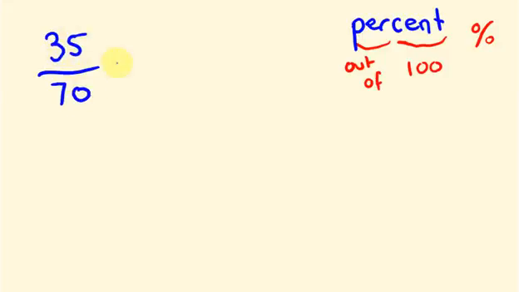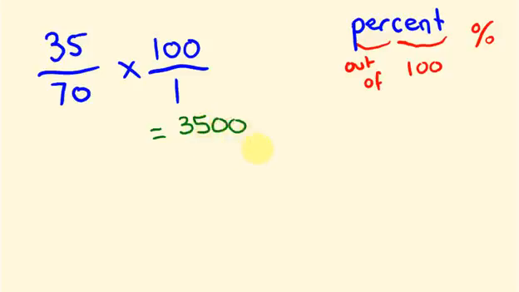So this is actually the same as a half, but let's treat it as we're just trying to work out percentages here. So we times it by 100 over 1. What does this equal? This equals 35 times 100 is 3,500 divided by 70 times 1. So 70 times 1 is 70. And we can cancel these zeros out. So 0, 0. And the number 7 goes into both of these.